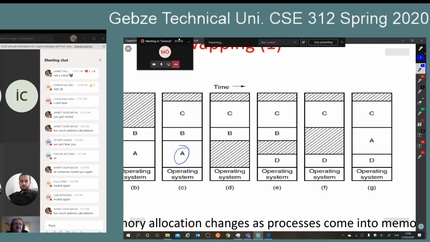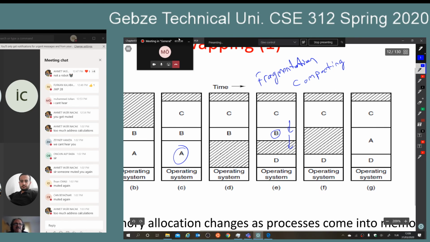So this problem here, even though I have enough space for a new program, I cannot load it, is called the fragmentation problem. That's a problem we are going to see many times. And to prevent the fragmentation problem, I can run this compacting operation. How do you do the compacting operation? Move B there and move C down there so that I can have enough space at the top of the memory for the program A.